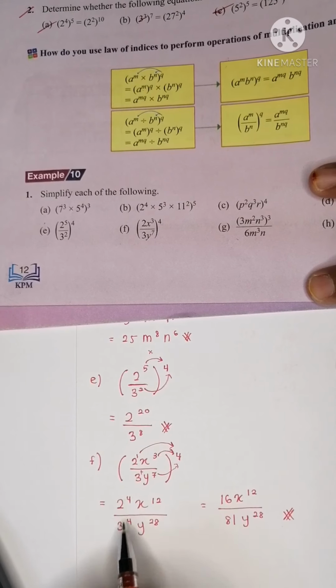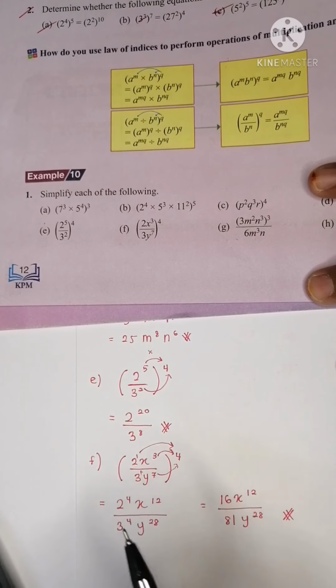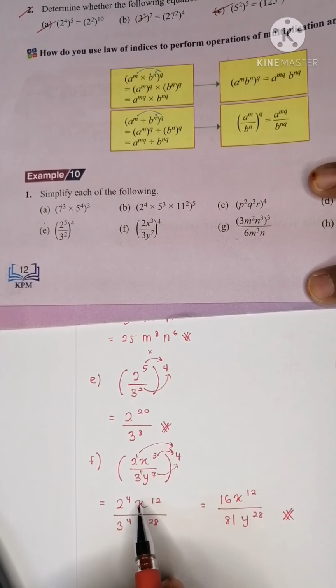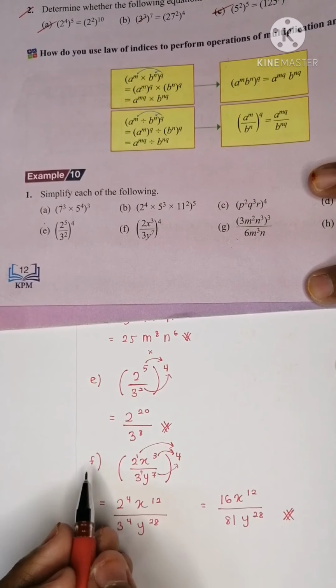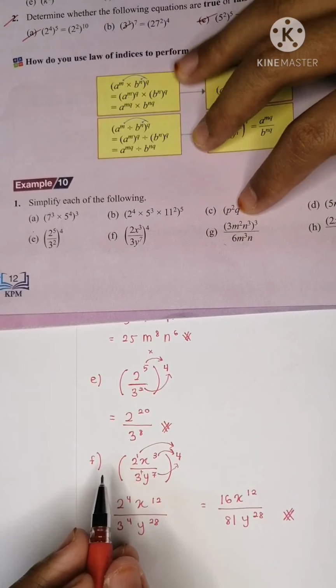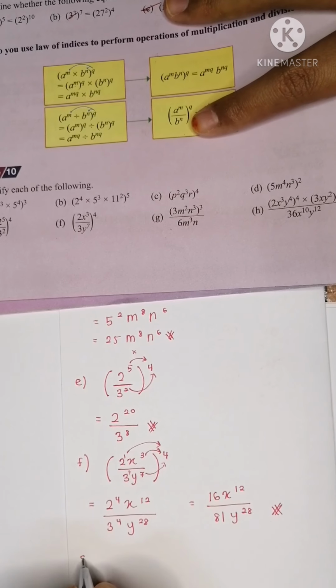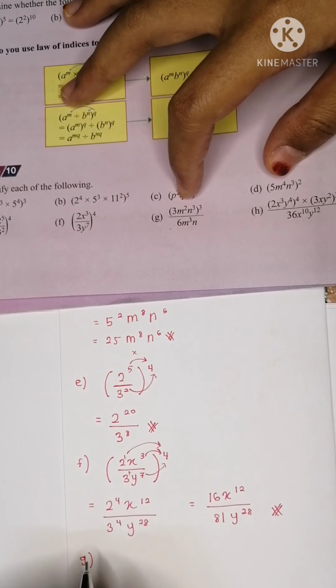The constant, you need to solve. Don't leave it just like this. You need to solve, and then for the unknown, just copy back. Now done for F. Now look at G.